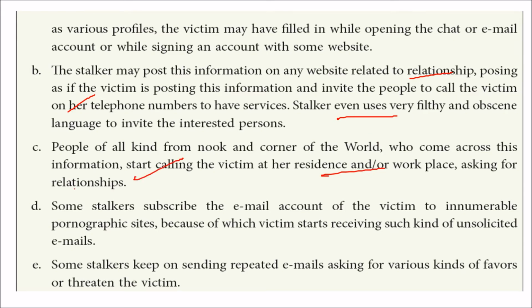And some stalkers subscribe the email account of the victim to various pornographic websites, because of which the victim starts receiving a lot of emails and calls. And some stalkers keep on sending repeated emails asking for various kinds of favors or threatening the victim. This is also being seen.